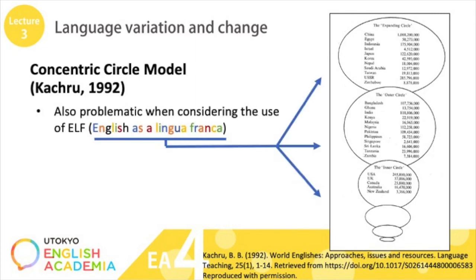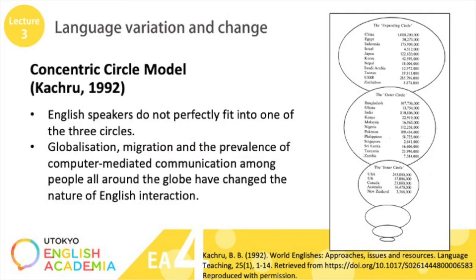The model is also problematic when we think about the use of English as a lingua franca, which operates both within and across all of these 3 circles. In sum, English speakers today do not fit nicely into one of these 3 circles, and globalization, migration, and the prevalence of computer-mediated communication amongst people around the globe have changed the nature of interaction in English. And this is particularly true of English as a lingua franca, which does not fit neatly into the model at all.